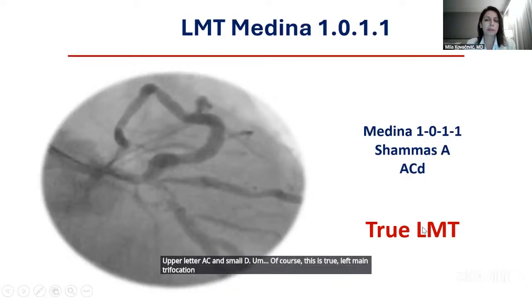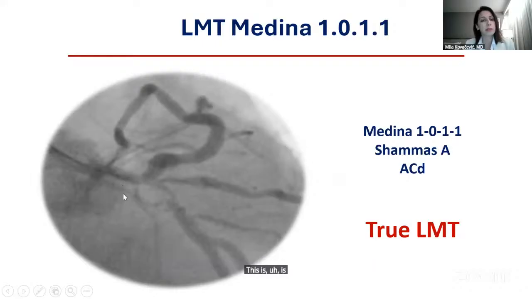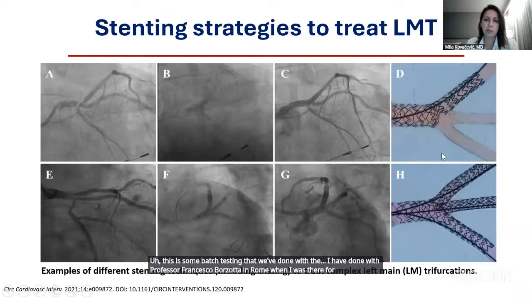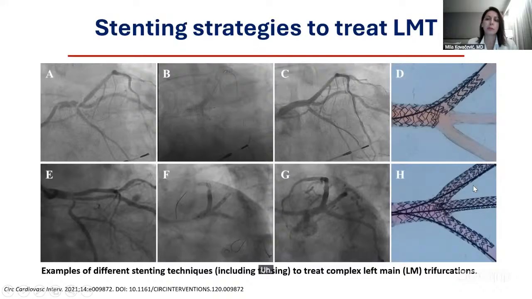We already heard that true left main trifurcation disease is the presence of significant stenosis in either the proximal or distal main branch and both side branches. This is some bench testing that I have done with Professor Francesco Burzotta in Rome when I was there for 1 year, testing how we can treat left main trifurcation with simple crossover stenting, and also with crossover stenting but with the two-step technique on side branches.